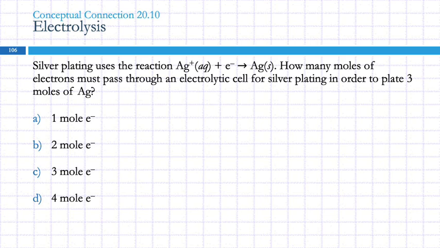So silver plating uses the reaction of Ag+ plus electron to Ag. How many moles of electrons must pass through an electrolytic cell in order to plate 3 moles of silver? This is a good exam question too. 3. And we got all these hard questions, and then some of them are just so easy that makes them hard because you think it couldn't be just that. 1 mole of electrons for every mole of silver. If we want 3 moles of silver, we need 3 moles of electrons to go through there.